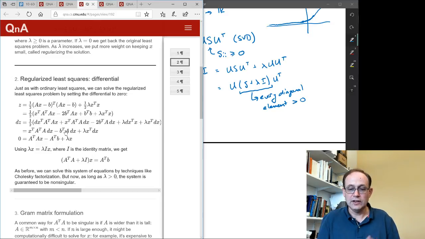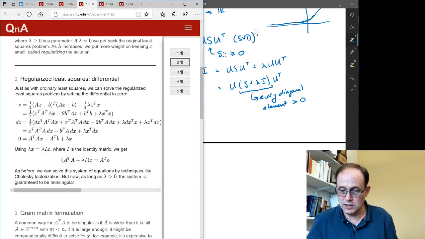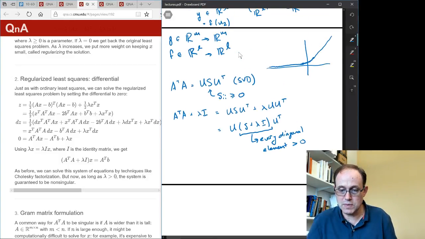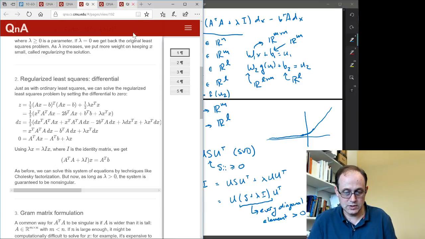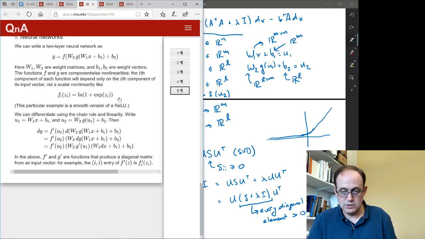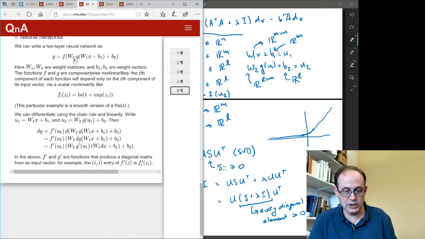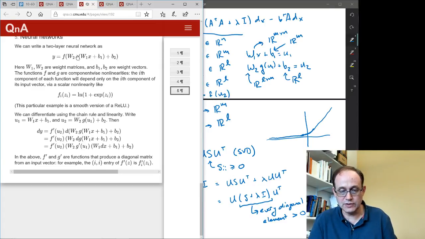All right, so that's the end of questions so far. So let's go back to our neural network. We have this complicated function y equal to f of this stuff, and it implements a 2-layer neural network. And so we can actually very easily take the differential of this function using chain rule and linearity.